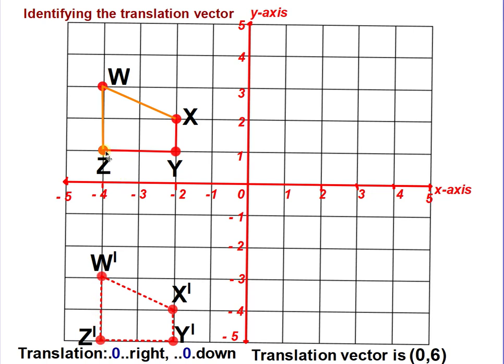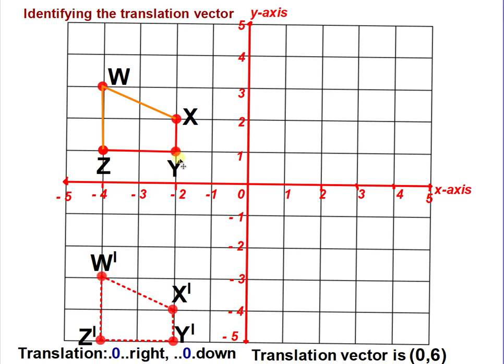So at this point, how many times do we move to get to Z prime? We move 1, 2, 3, 4, 5, and 6. Now, we also have W here. How many times do we move downwards to get to this W prime? So at point W, we move 6 times. Let's see. 1, 2, 3, 4, 5, 6.